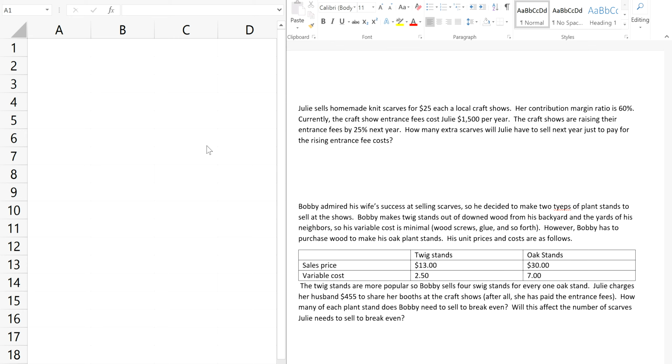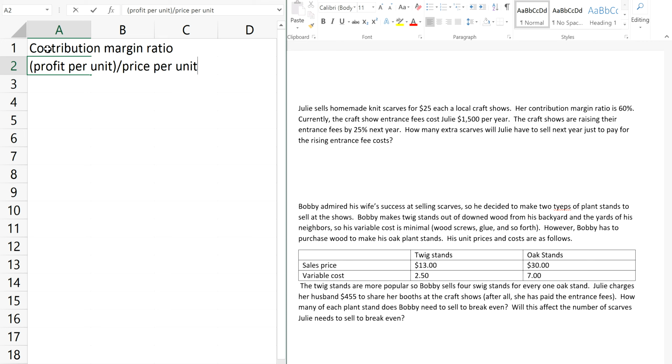All right, so this is a very straightforward calculation problem. Now, first of all, we're going to understand what the contribution margin ratio is. The formula for it is your profit per unit divided by the price per unit. Now, we have the ratio, which is 60%. We have the price, which is $25. The next step is to find out what the profit per unit is.